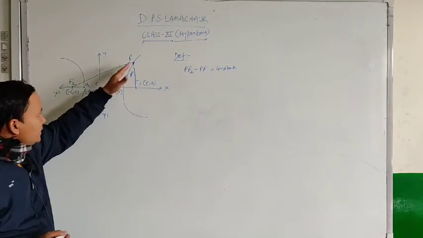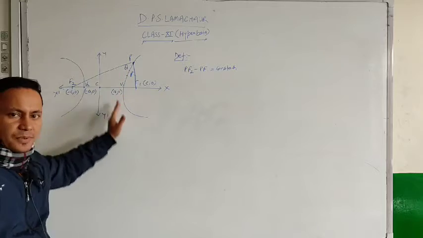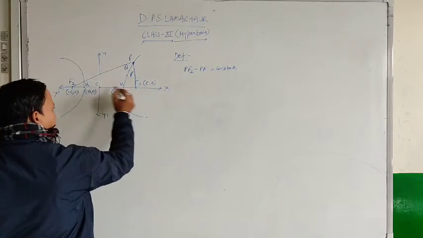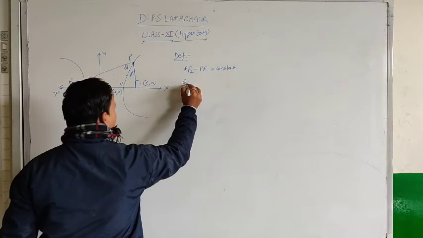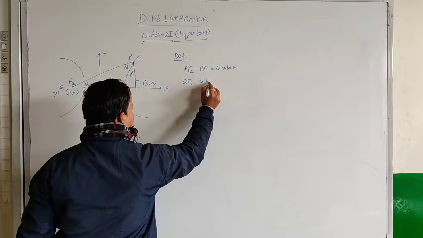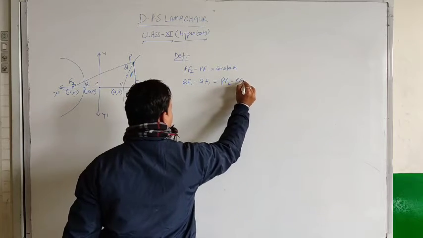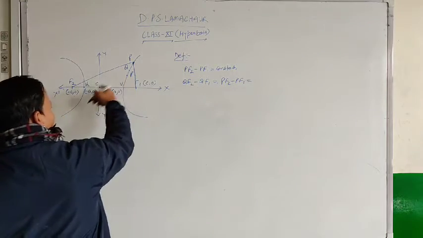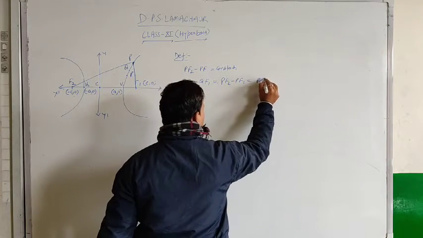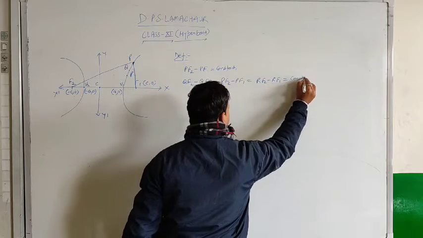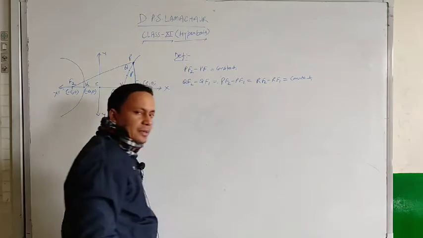Okay, so if you take any 3 points P, Q, R on the hyperbola, then what is the condition? The difference of the distances of these points from the two fixed points, it means QF2 minus QF1, will be equal to PF2 minus PF1. If you take one more point R, then RF2 minus RF1, this amount will be fixed, and this is the definition of a hyperbola.